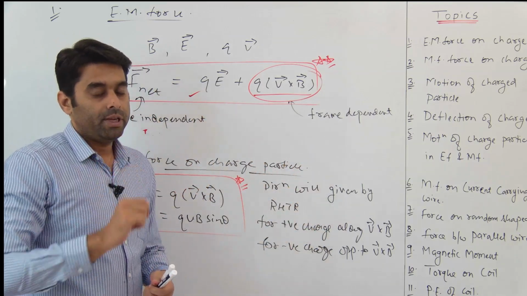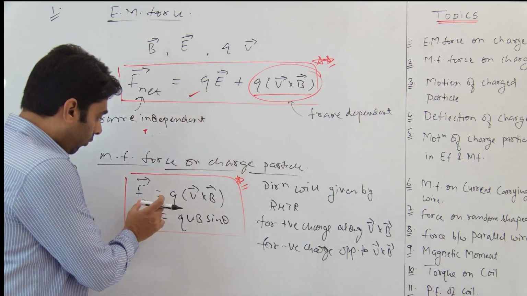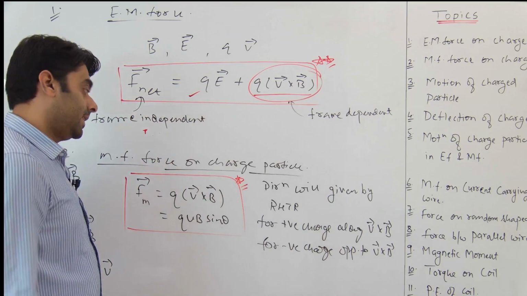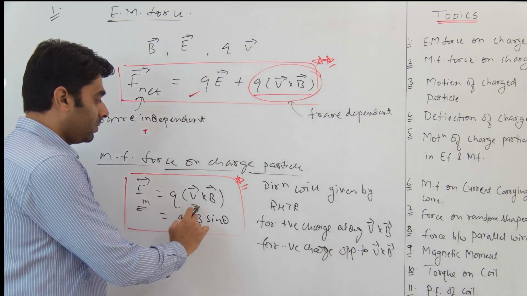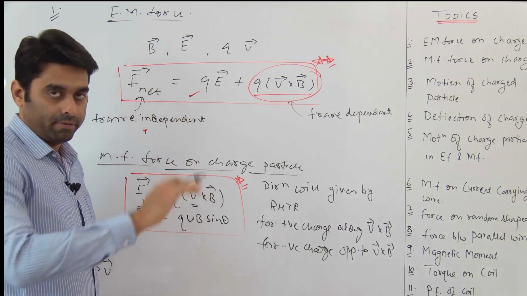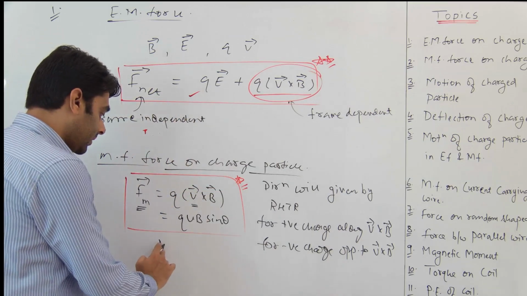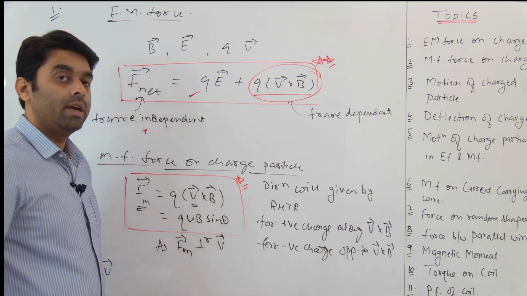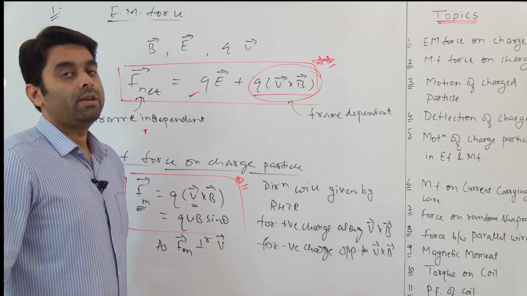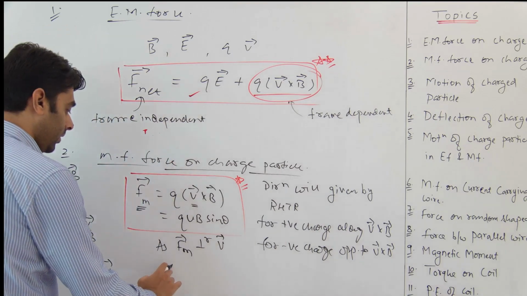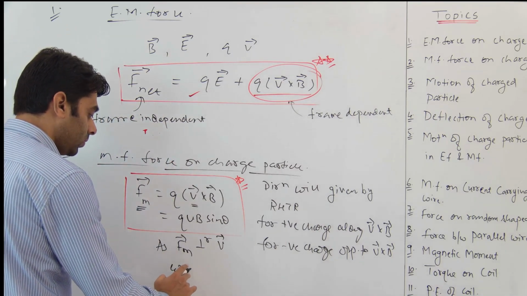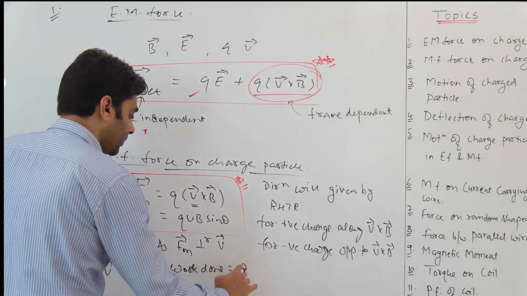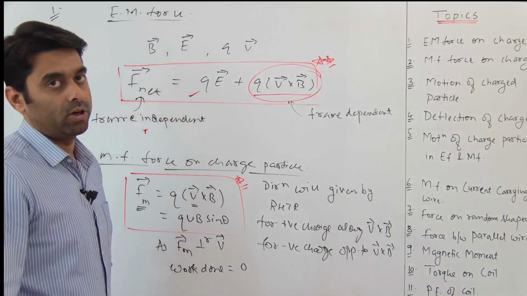A few more points we can understand: the magnetic force comes from the cross product of velocity and magnetic field. That implies this magnetic force will always be perpendicular to velocity and magnetic field also. So as magnetic force is always perpendicular to velocity, it will not do any work on it. So work done by magnetic force is 0. Work done by magnetic force is always 0 because it is always perpendicular to velocity.